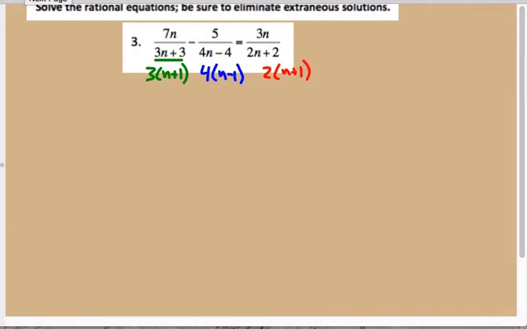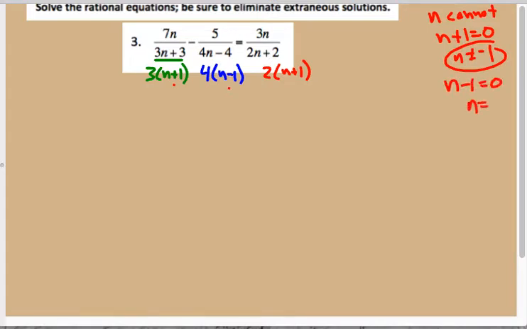So I know this. N plus 1, n cannot equal, well, what do we got? N plus 1 equals 0. That means n cannot equal -1. That would be an extraneous solution. We have an n minus 1 right here. That equals 0, so n cannot equal +1. That would also be an extraneous solution. But anyway, our least common denominator.